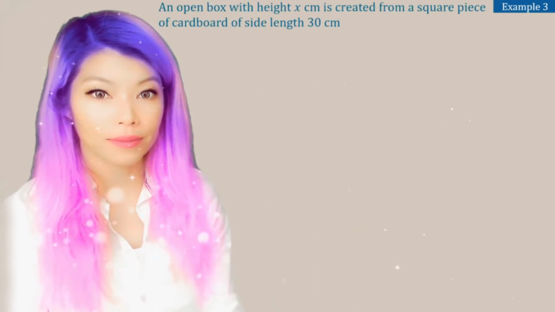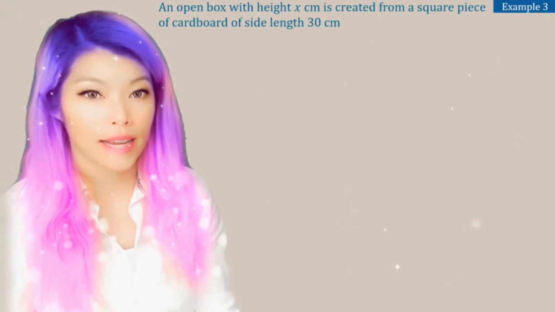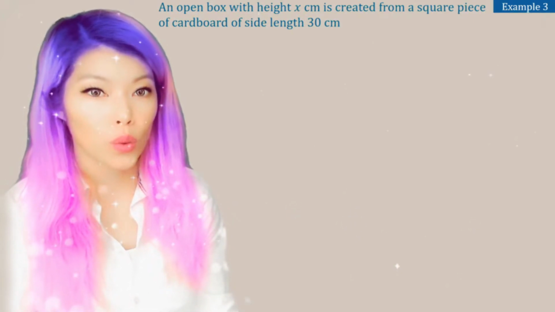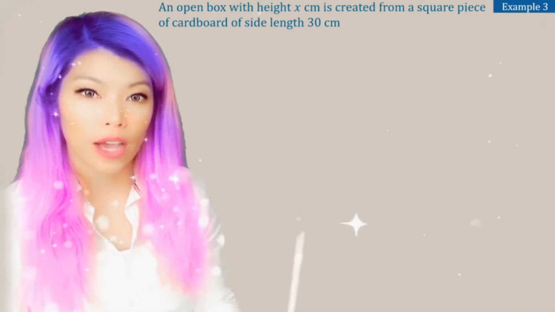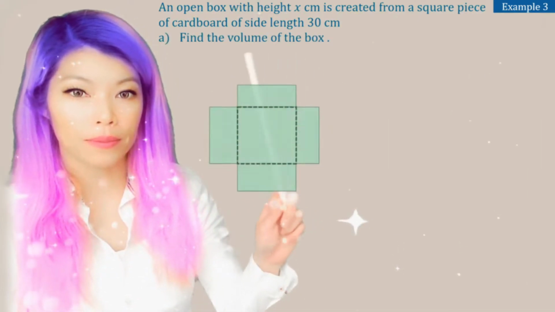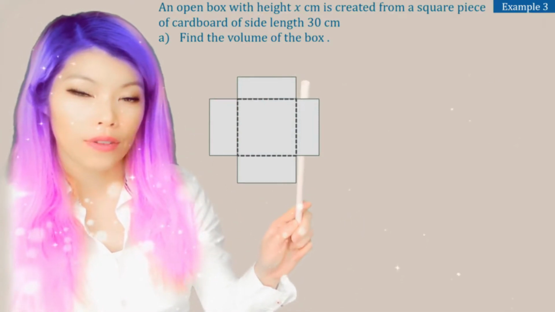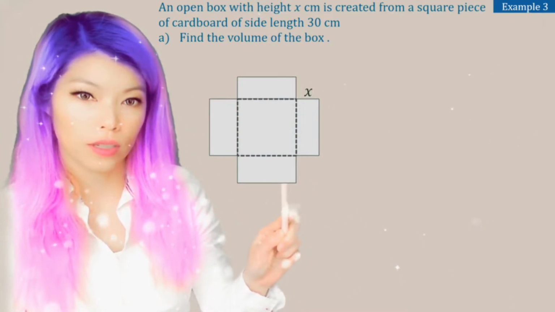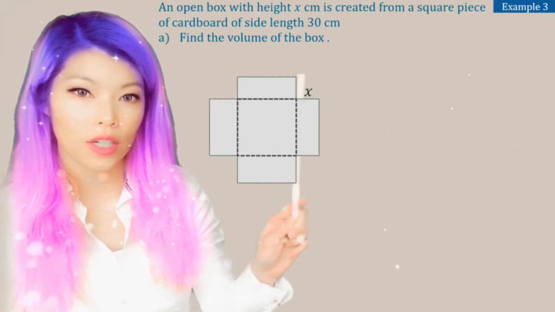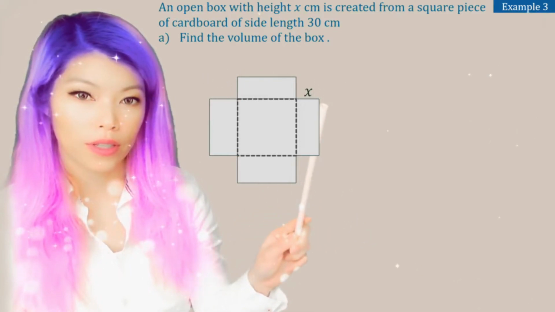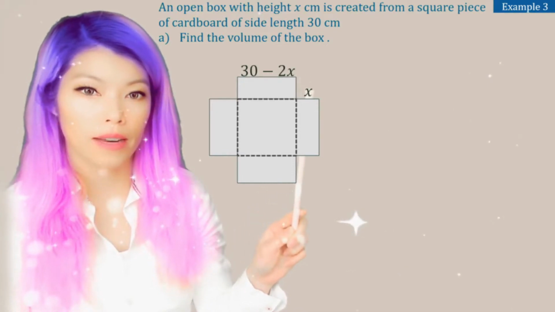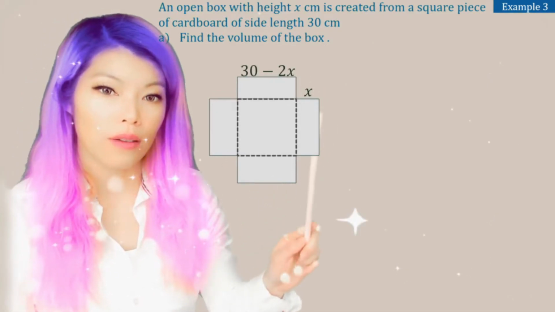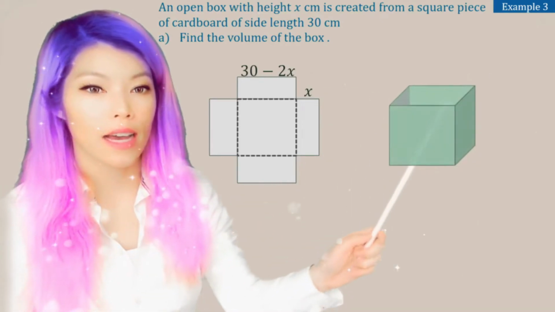Example 3. An open box with height x centimeters is created from a square piece of cardboard of side length 30 centimeters. So we have a square that's 30 centimeters, and then we cut off x amount, so little squares of x. So this section here was 30 minus x from both sides. So this smaller section would be 30 minus 2x.